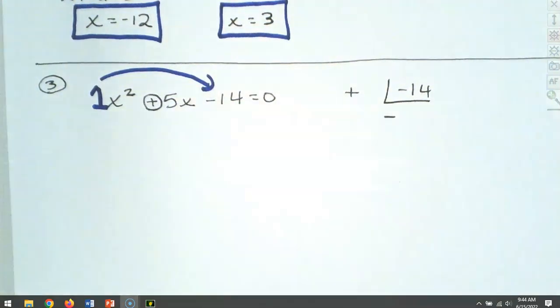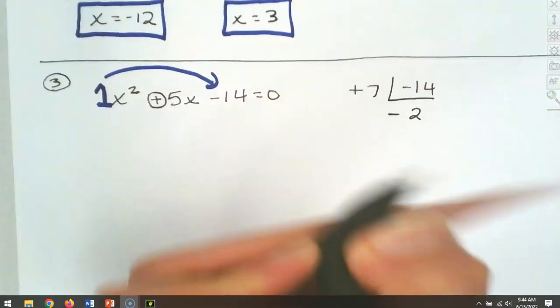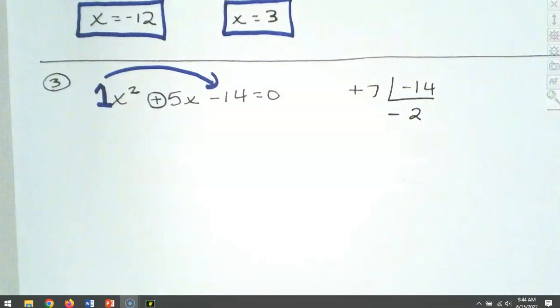Can anyone tell me what two numbers would work here? 7 and 2. Okay, 7 and 2. Positive 7, negative 2. We do not have to do factor by grouping, right? Because there's that 1 in front, so it actually is a very simple problem.